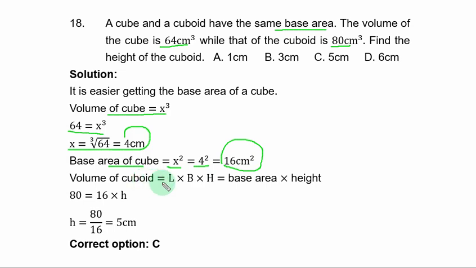Volume of cuboid is equal to length times breadth times height. Length times breadth is the same as the base area. So you have base area times height. Now the base area of the cube and the cuboid are equal. So you have 16 for this. So for the cuboid, the volume is 80 equal to base area 16 times height. To get height, divide both sides by 16, and height is equal to 5 cm. C is the correct option.